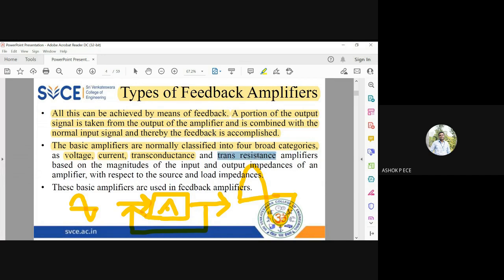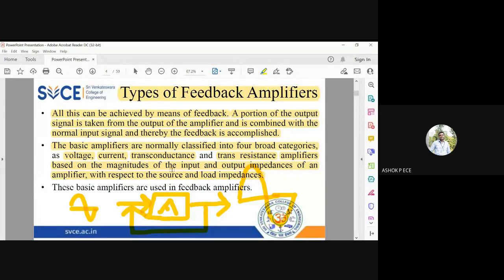Transresistance: resistance, R is equal to V by I. And as I told you, trans means one parameter is taken from the output and one from the input. So R is equal to V out by I in. Depending on what the amplifier is going to amplify, you can classify amplifiers into 4 categories: voltage amplifier, current amplifier, transconductance amplifier, and transresistance amplifier.